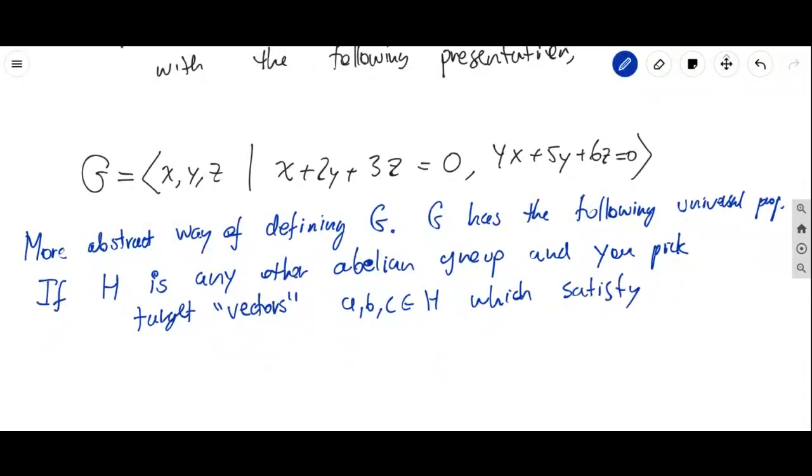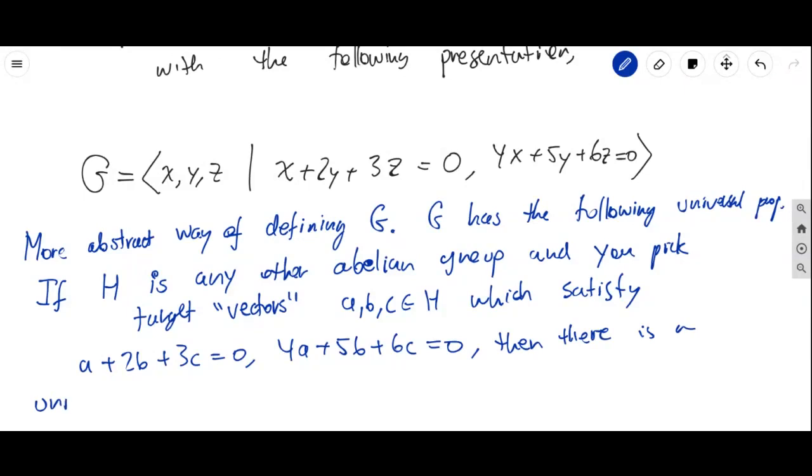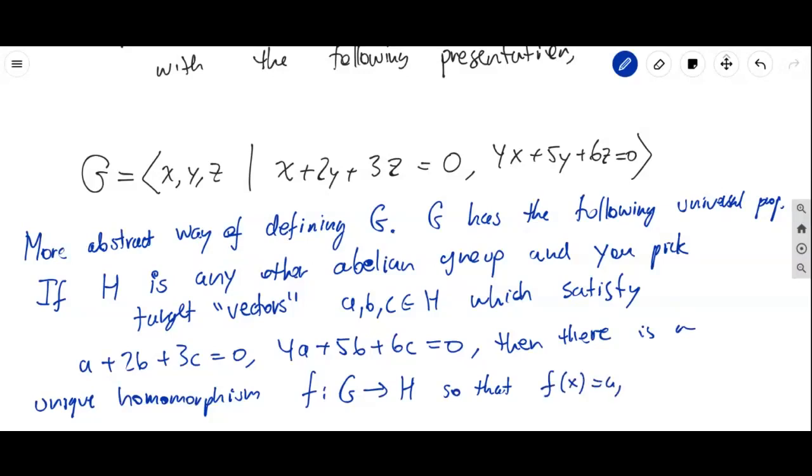the properties that a plus 2b plus 3c is 0, and 4a plus 5b plus 6c is 0, then there is a unique homomorphism from G into H, which sends the generators to the target vectors, so that f of x is A, f of y is B, f of z is C. That's a more abstract way of saying what this group G is without really saying what it is. That's the universal mapping property that it satisfies. But it doesn't really help you find it.